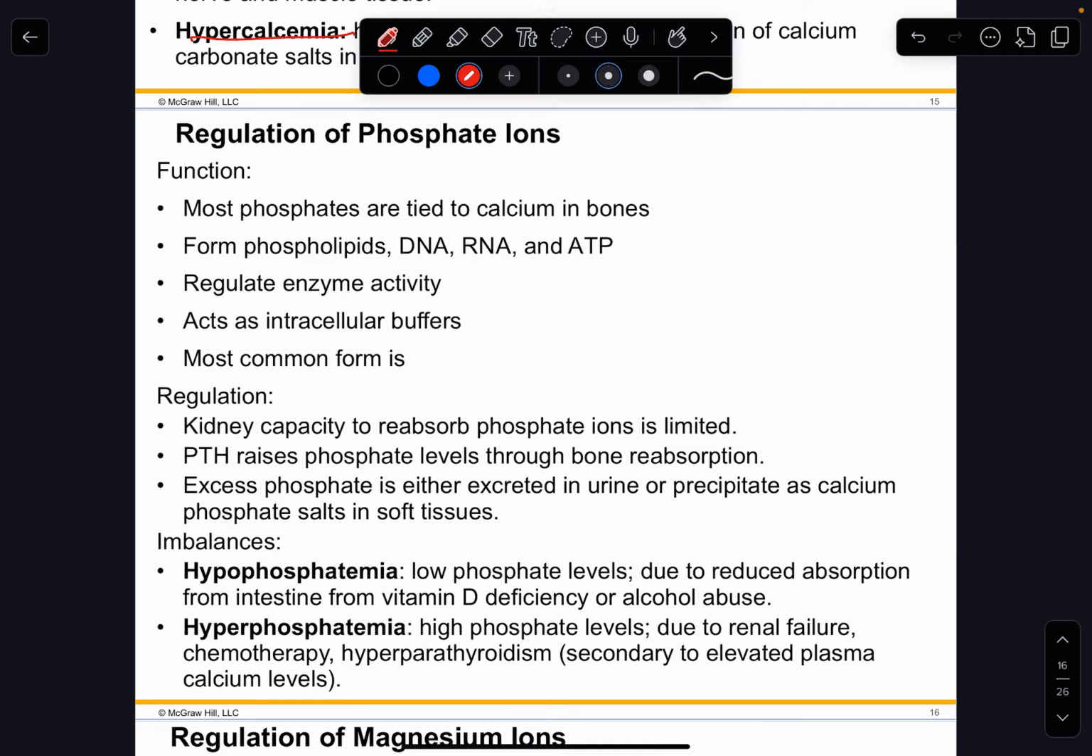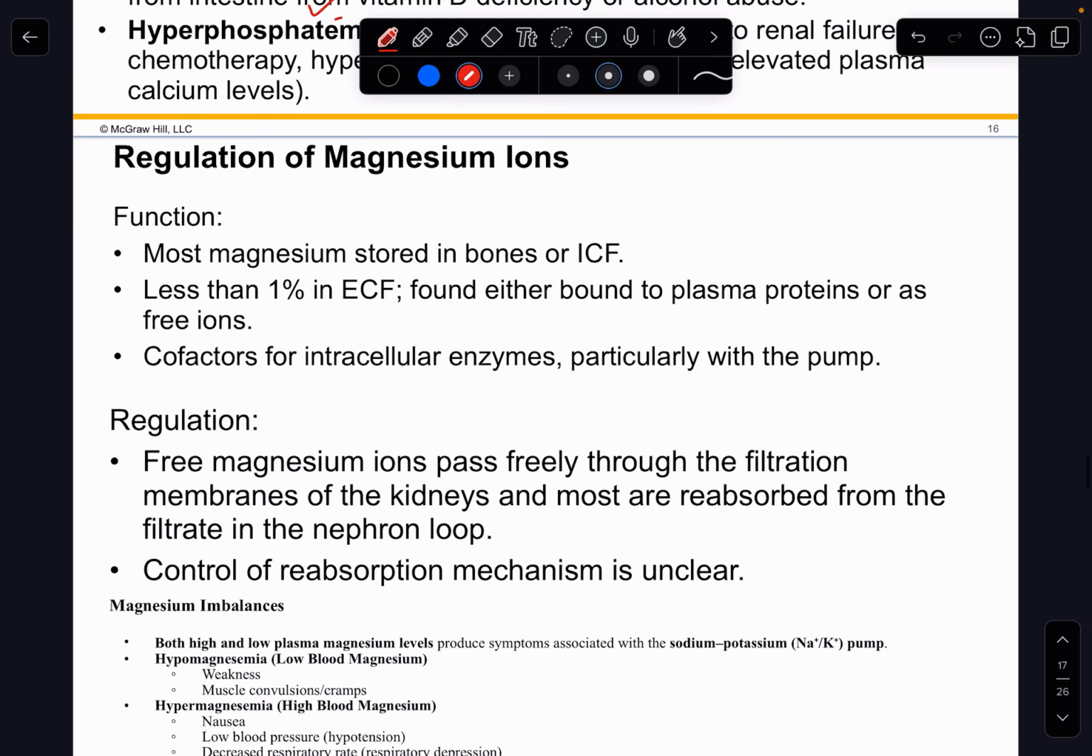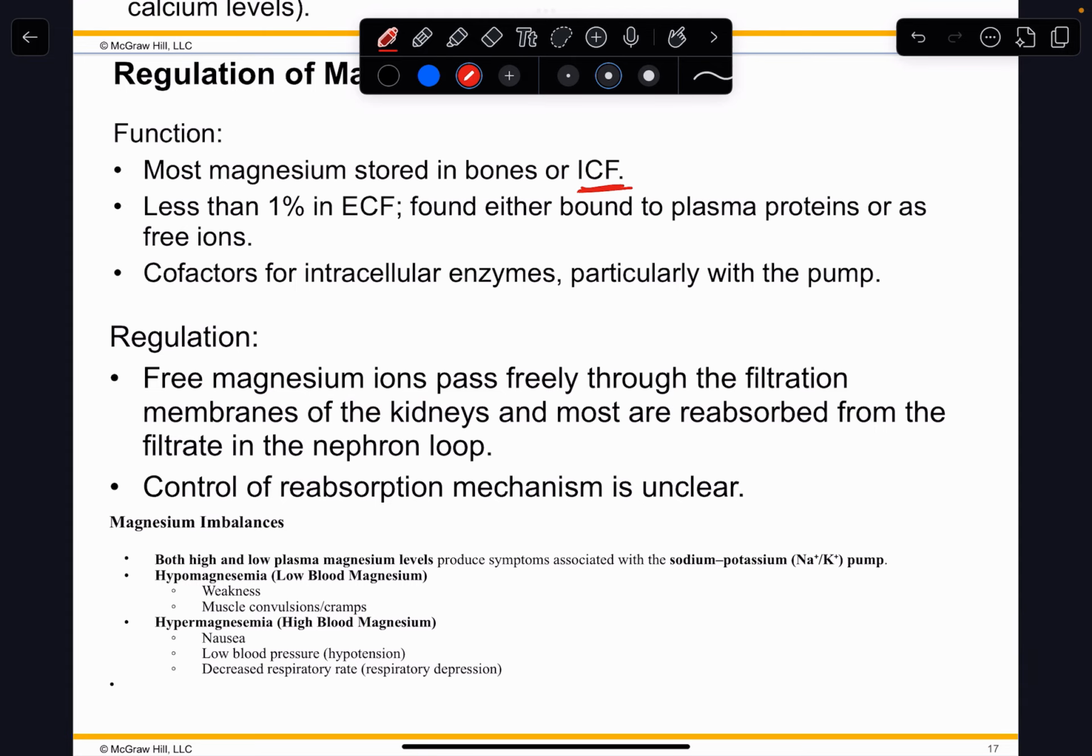Another ion is the phosphate ion. It is mainly tied to calcium, phosphate and calcium. The phosphate form, you see in DNA, RNA, and ATP. It's a structural part of DNA, RNA, and ATP. You can read about what happens if it's lacking or if it's high. Magnesium is another ion. Intracellular fluid has less than 1% of the extracellular fluid, as you see.